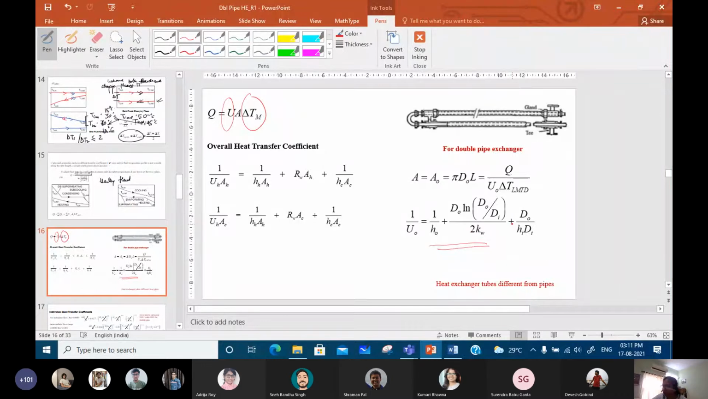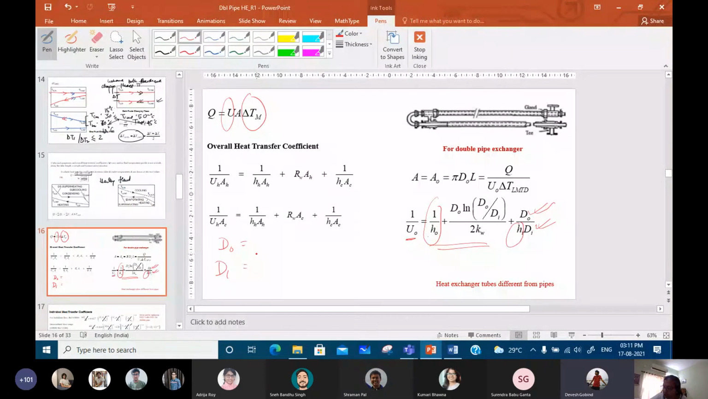This particular thing I had also mentioned in the last class, and you've also done it in your heat transfer courses. Now from this particular equation, it's very evident that in order to find out UO, you need to have some idea about HO, you need to have some idea about HI, and more important than that, you need to have some idea about this DO and DI. Can you tell me what this DO refers to? What does this DI refer to?